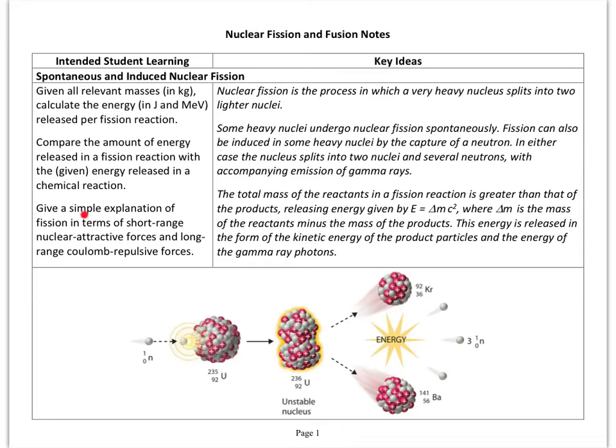So finally, I think I've covered this. Give a simple explanation of fission in terms of short-range nuclear attractive forces and long-range Coulombic repulsive forces. So that's the idea: as this thing changes shape when it absorbs a neutron, the two sides get so far apart that the electrostatic repulsive forces take over from the short-range nuclear attractive forces. Okay, let's continue looking at this process and look at the chain reaction in the next slide.